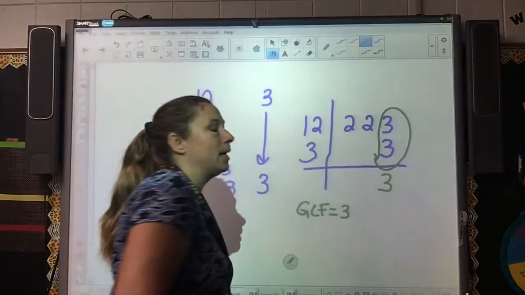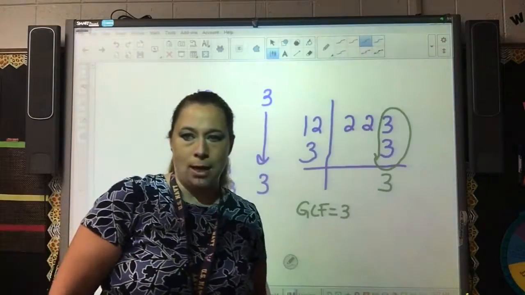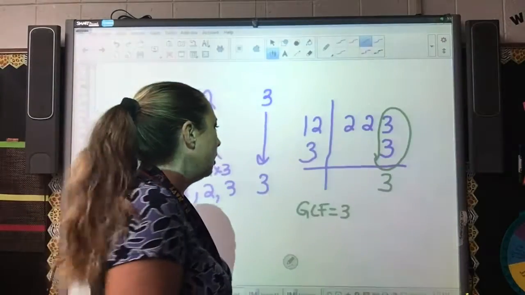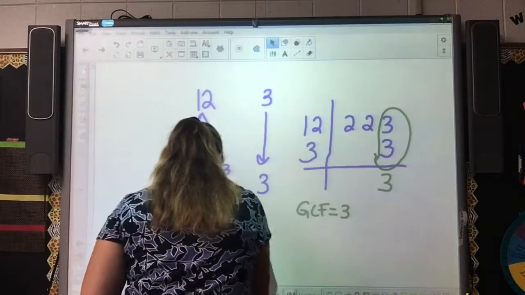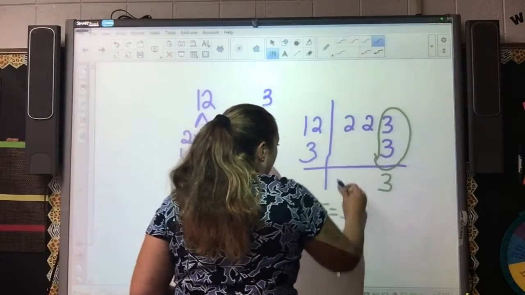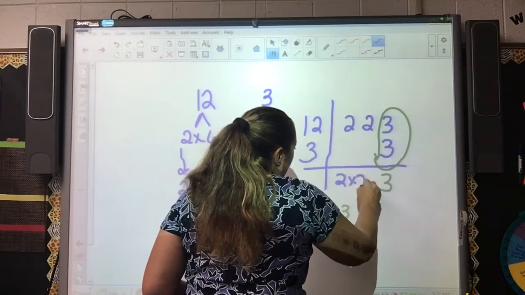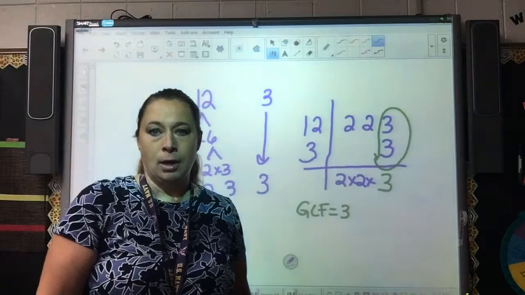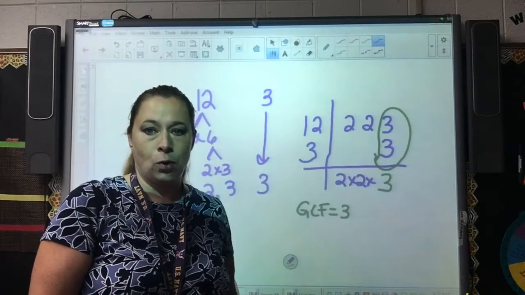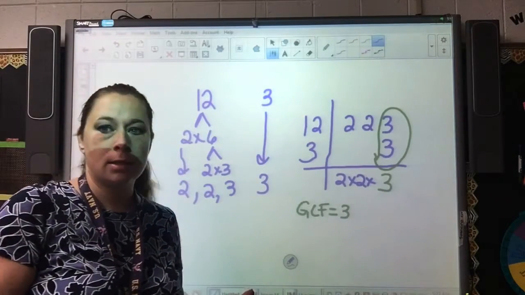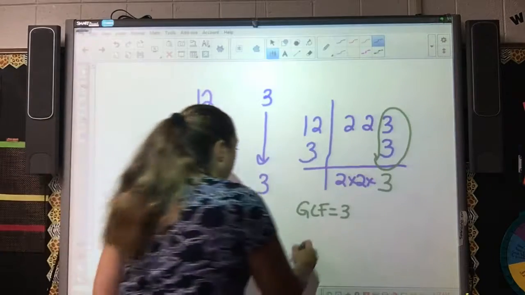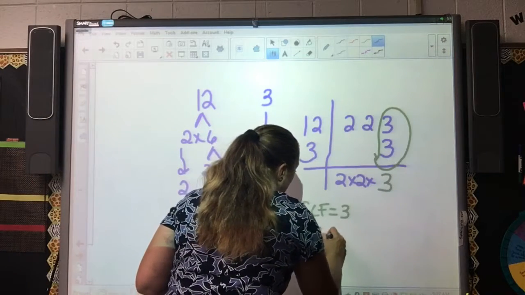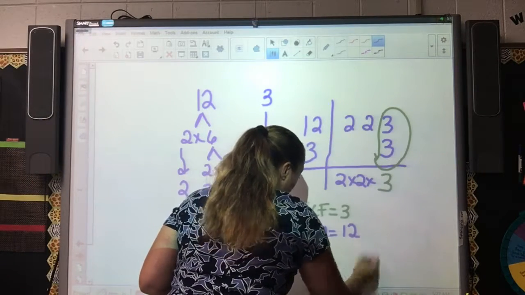What if I wanted to find the least common multiple? What would I have brought down? Along to multiply columns, I would have brought down the 2. So it would have been 2 times 2 times 3. And 2 times 2 is 4, and 4 times 3 is 12. So my least common multiple is 12.